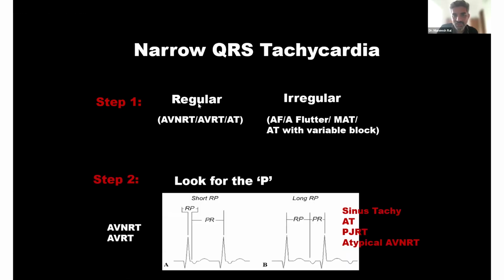The second step, once you have a regular tachycardia, is to look for the P waves. Here we look at something called the RP interval. If the P wave falls in the first half of the RR interval, it is called a short RP tachycardia. If the P wave falls in the later half of the RR interval, it's called a long RP tachycardia. Short RP tachycardias, the classic examples are AVNRT and AVRT. The long RP tachycardias, the examples are sinus tachycardia, atrial tachycardia, PJRT, and atypical AVNRT. These are the standard things that we need to remember.